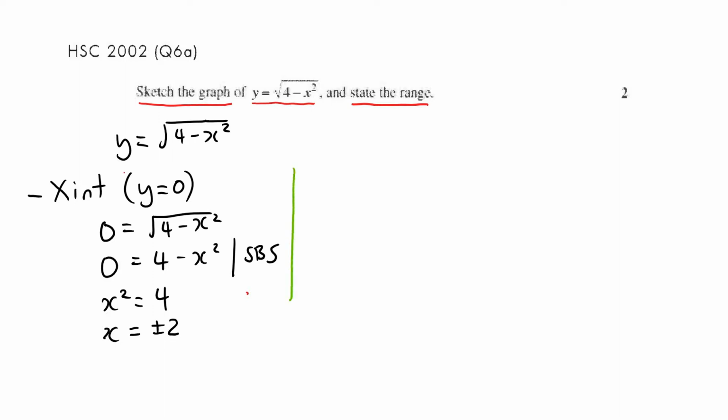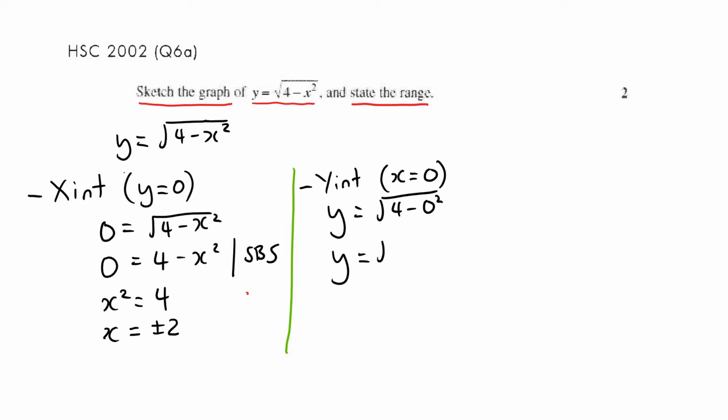Now let's have a look at the y-intercept. Well, the y-intercept is simply the value of y when x is 0. So substituting in x equals 0, we're going to get y is equal to the square root of 4 minus 0 squared. And that, of course, just simplifies down to root 4, which is 2. Okay, so very easy. So let's highlight our key information here. These two are our key information in helping us graph.